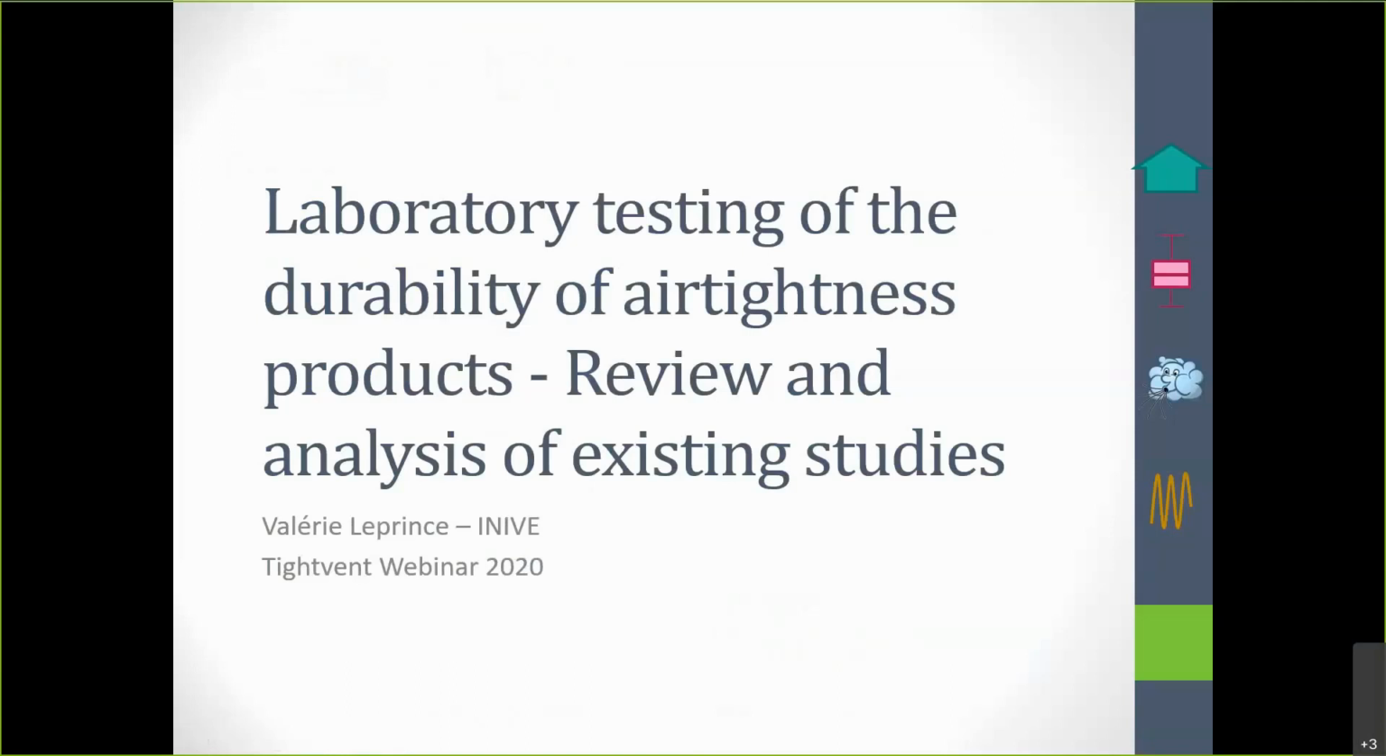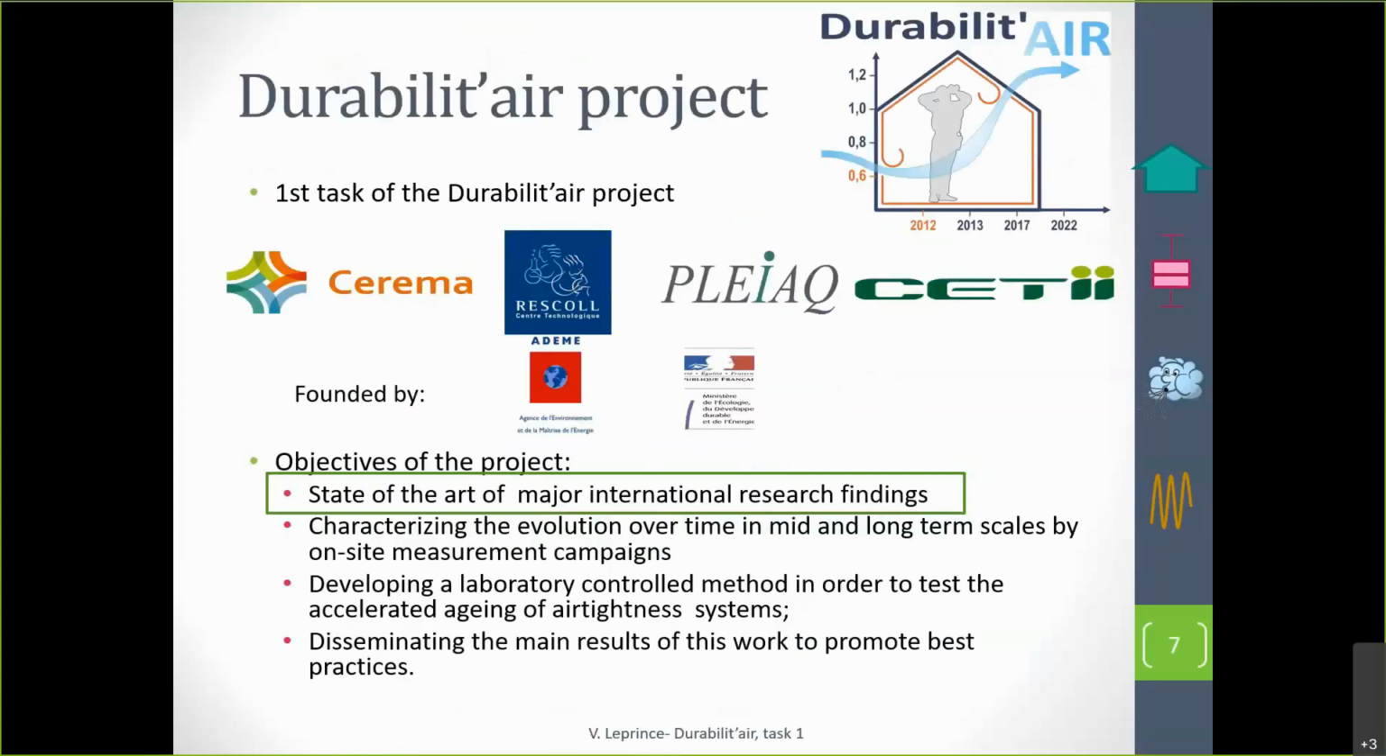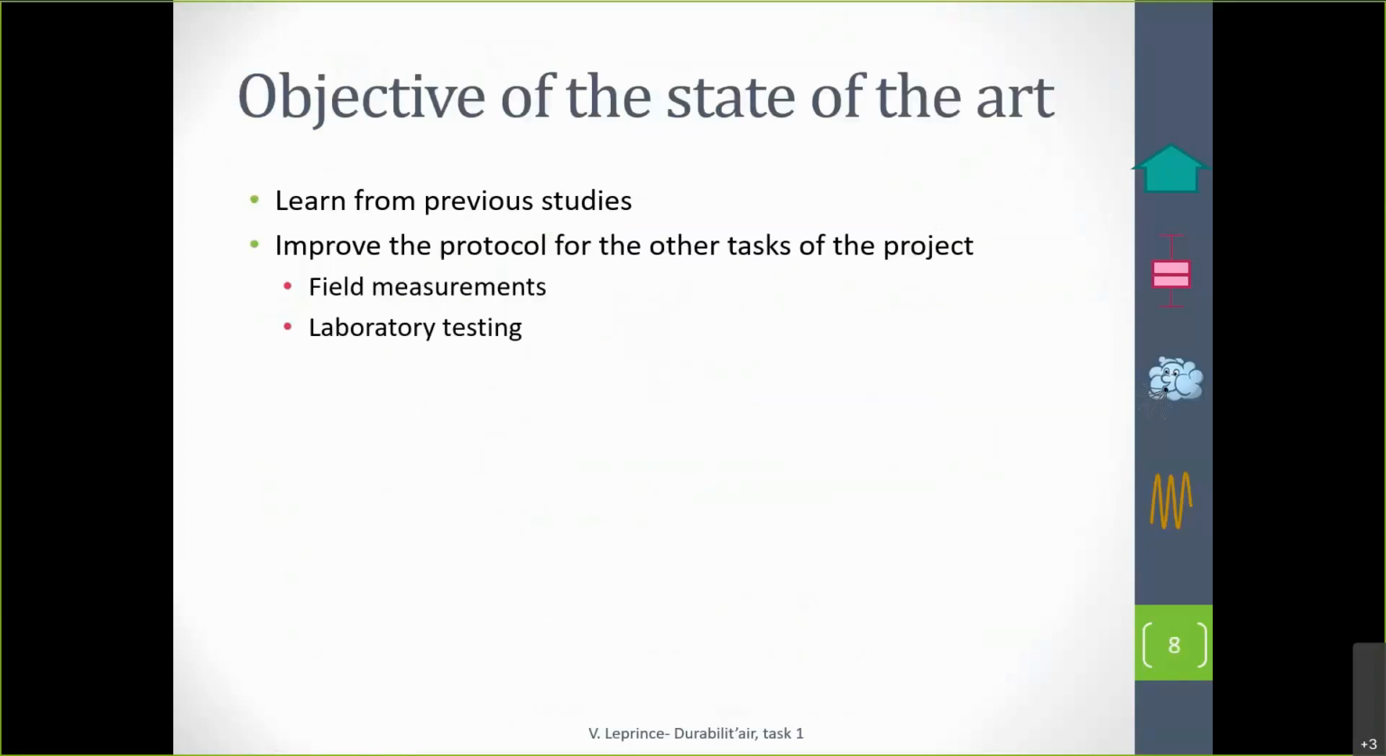So I will start with the first presentation about the laboratory testing of the durability of airtightness, a review of the state-of-the-art of existing studies. This state-of-the-art has been done in the context of the durability project. It was the first task of the durability project. The objective was to learn from previous studies that have already been done in Europe and the rest of the world, to improve the protocol for the other tasks of the durability project.